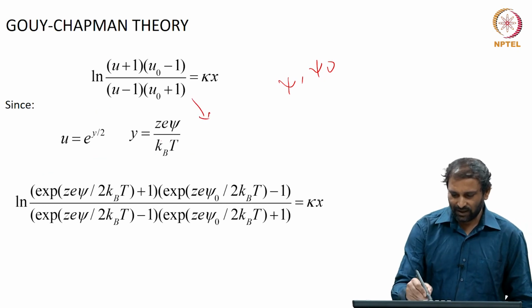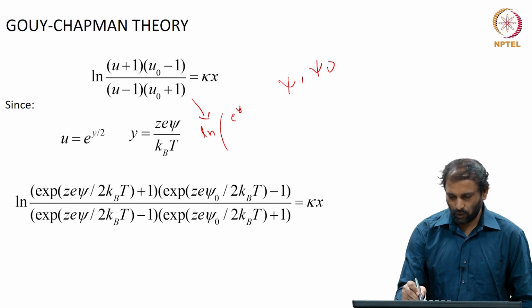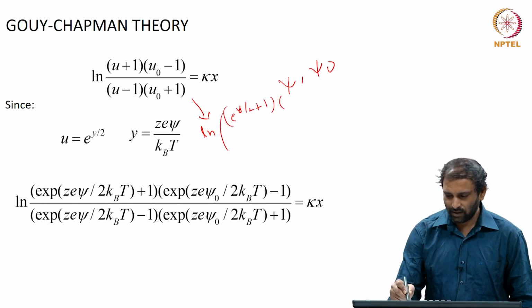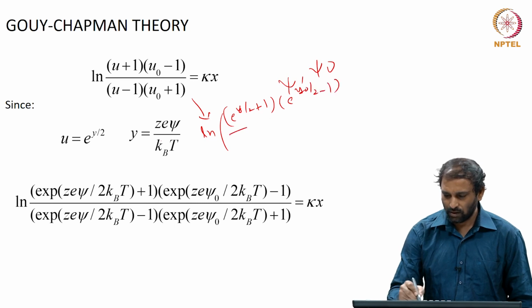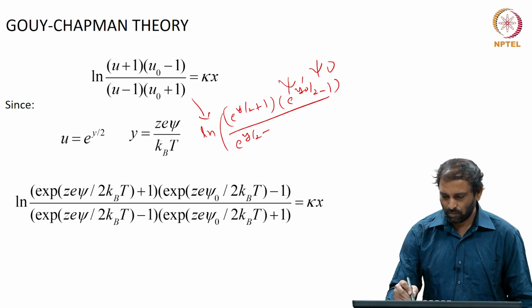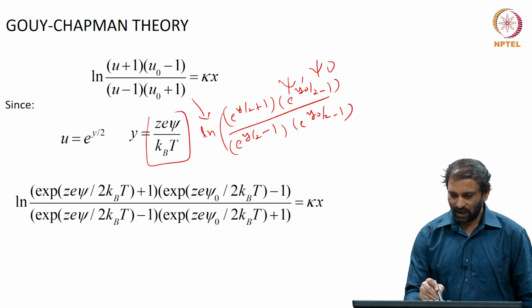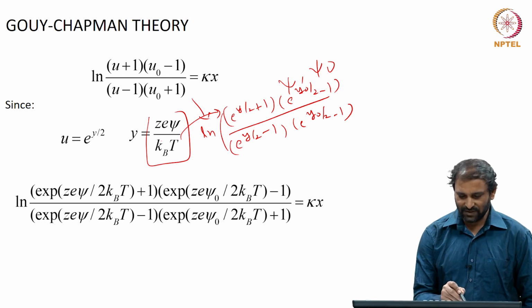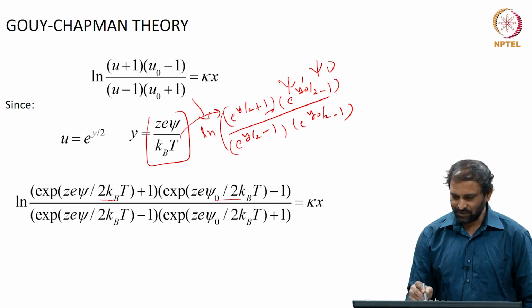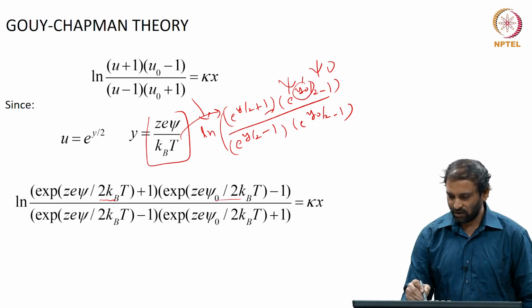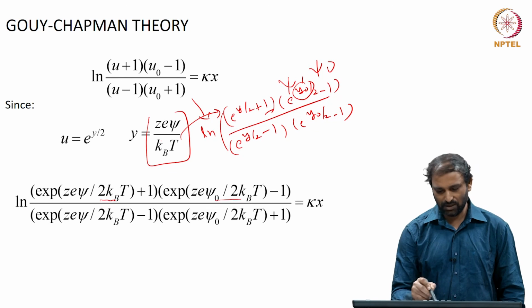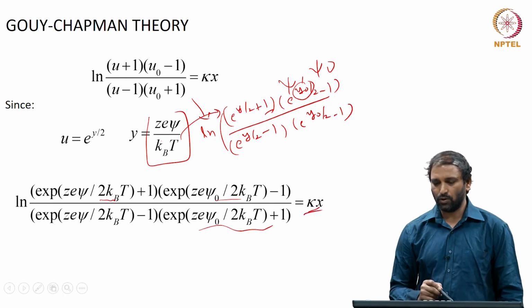Okay. So, I can substitute, I can write this as ln of (e power y by 2 plus 1) multiplied by (e power y naught by 2 minus 1) divided by (e power y by 2 minus 1) times (e power y naught by 2 plus 1), and because y is z e psi divided by kBT, I can substitute again for y here. So, essentially I end up with ln of [exponent of z e psi divided by 2 kBT plus 1, times exponent of z e psi naught divided by 2 kBT minus 1, whole divided by exponent of z e psi divided by 2 kBT minus 1, times exponent of z e psi naught divided by 2 kBT plus 1], and that will be equal to kappa x.